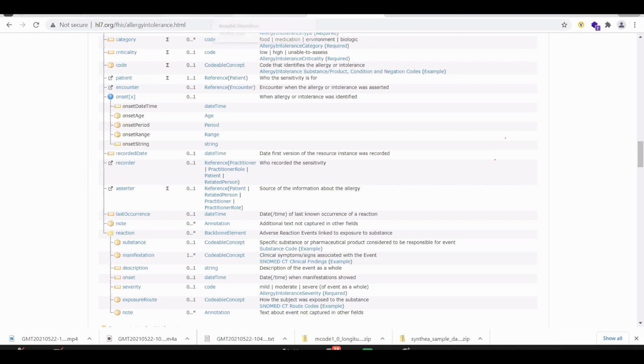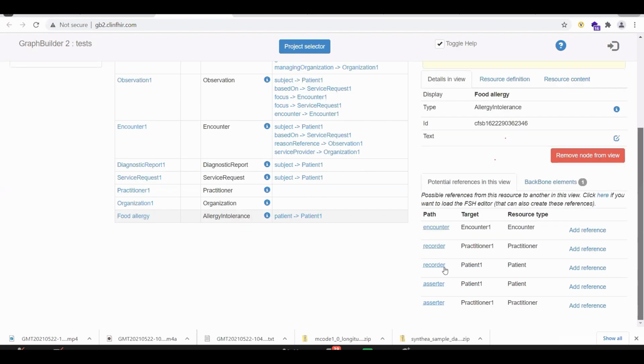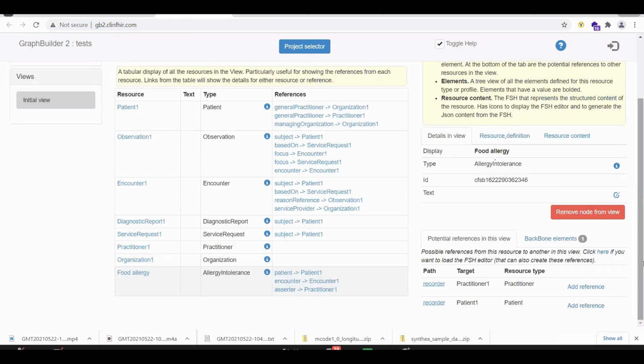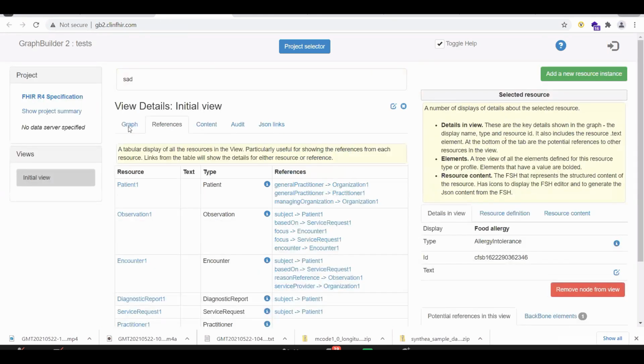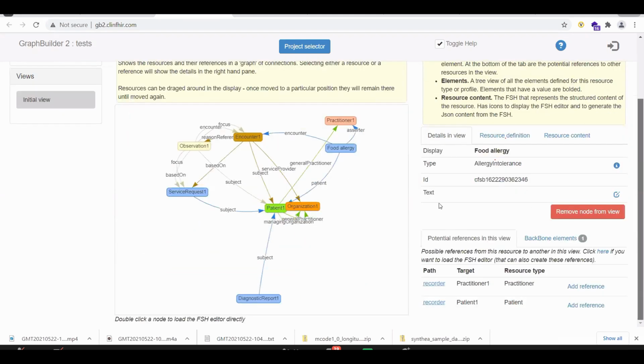What this graph builder does is show you the references very well, right? And then if you put those references in sequence and go to the graph, you will see that particular linkage happening. So you had the food allergy, and now it is linked to the encounter, the practitioner, and the patient, right? So this is a way of visualizing resources.